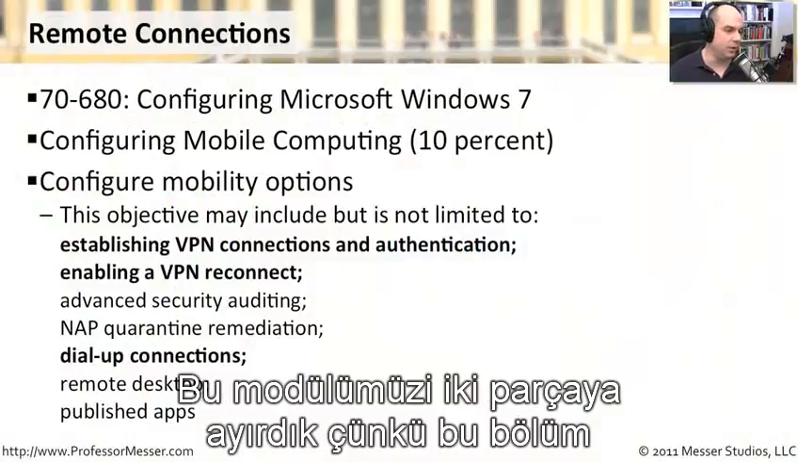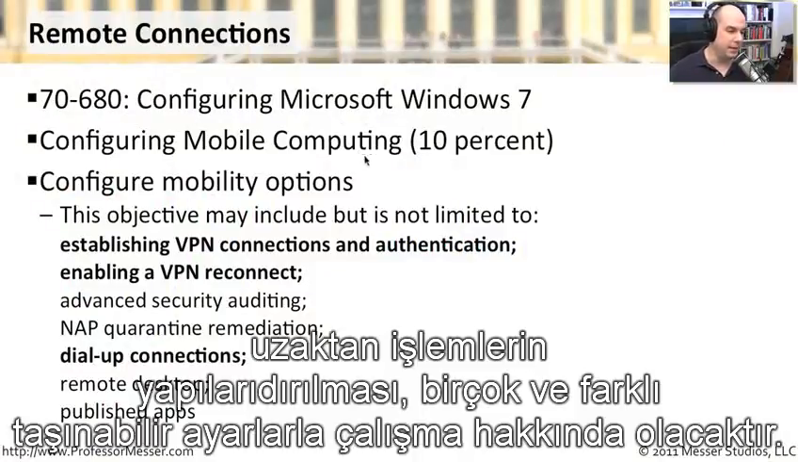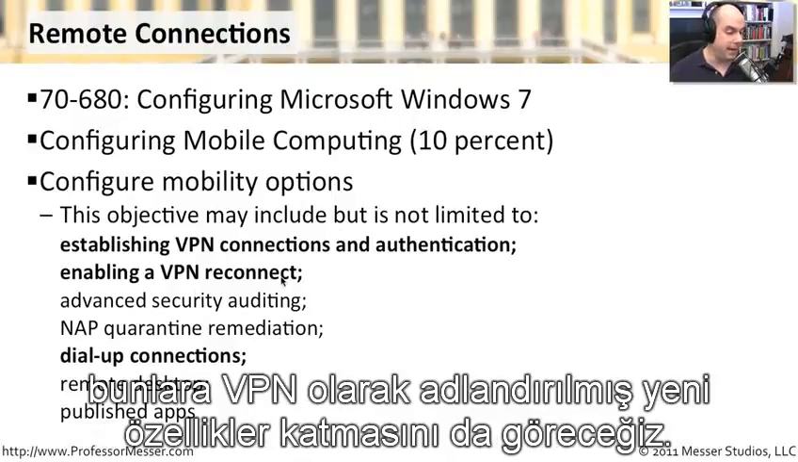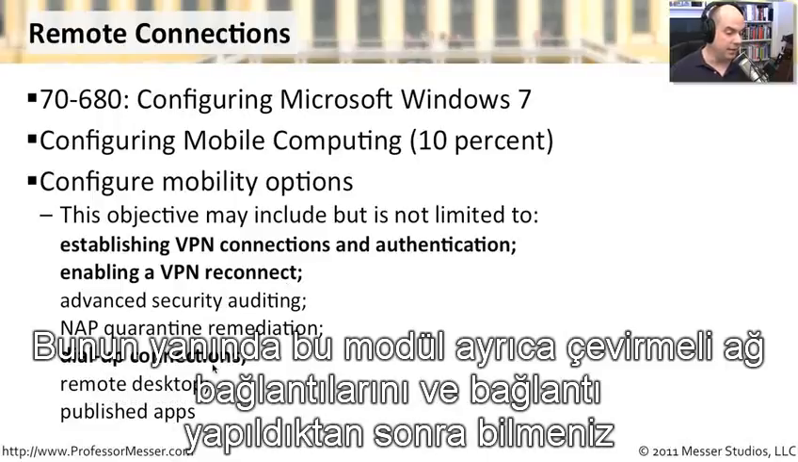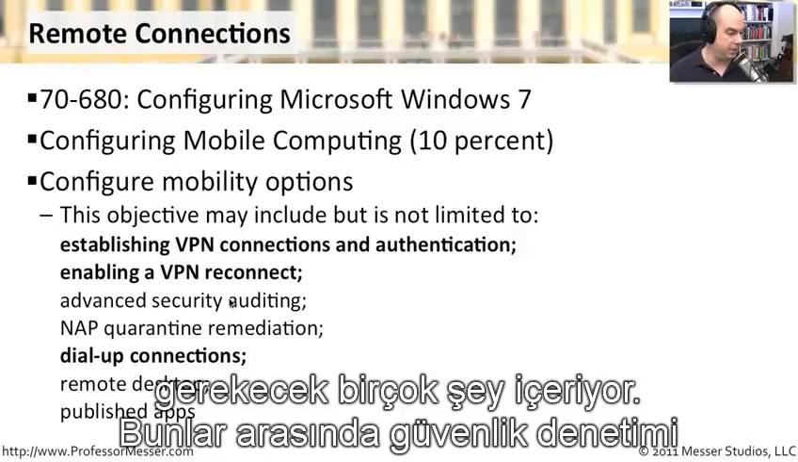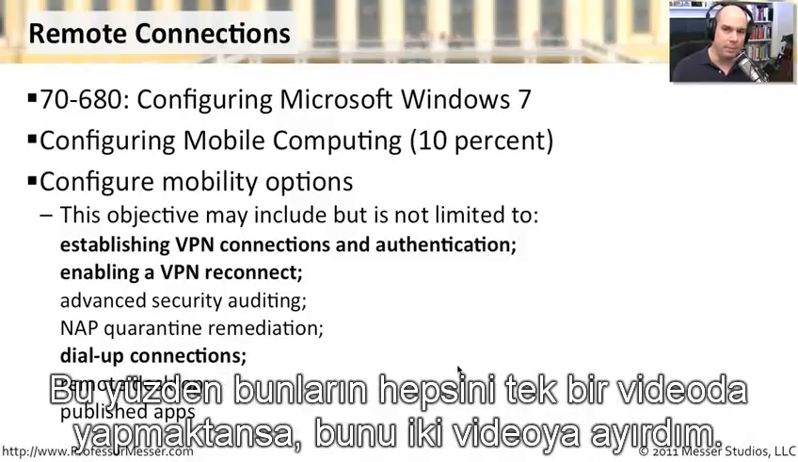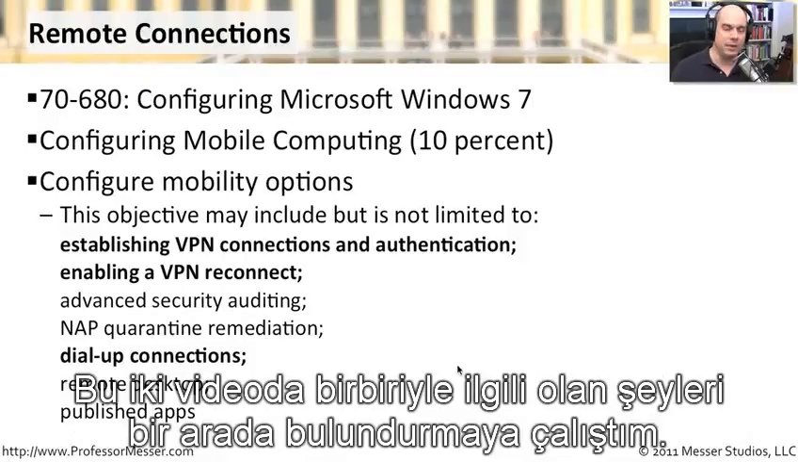Section 6 items for configuring remote computing that deal with mobility options are many and varied. They go through not only connecting and setting up virtual private network connections, including some new capabilities called VPN Connect. It also includes dial-up connections and then a lot of other things that you need to know after the connection is made, like security auditing, remediation, remote desktop, published applications, and others. So instead of doing this all in one big video, I've split it up into two videos, and I've tried to piece together the things that make sense.